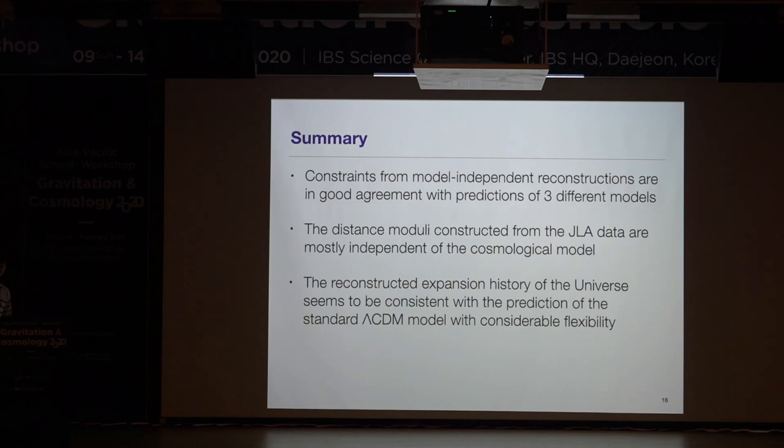So to summarize these two results, in three sentences. First, constraints from model-independent reconstructions are in good agreement with predictions of three different models, which means the distance moduli constructed from the JLA data are mostly independent of the cosmological model. And the reconstructed expansion history of the universe seems to be consistent with the prediction of the standard lambda CDM model with considerable flexibility. So thank you for listening. If you have any questions, please feel free to ask.